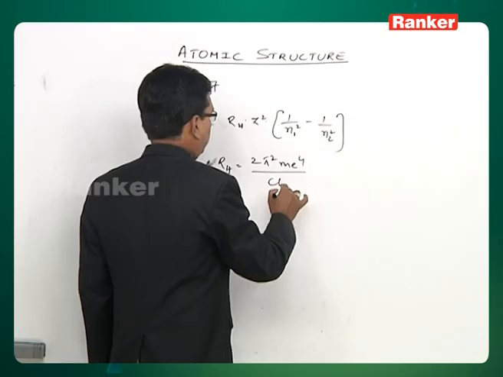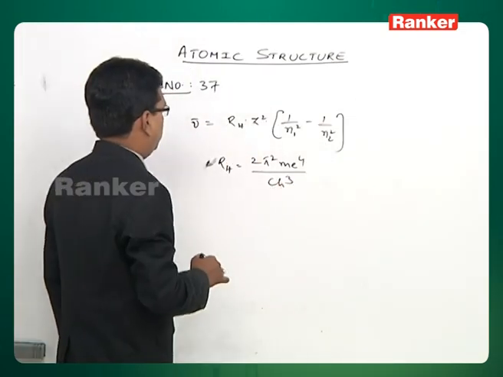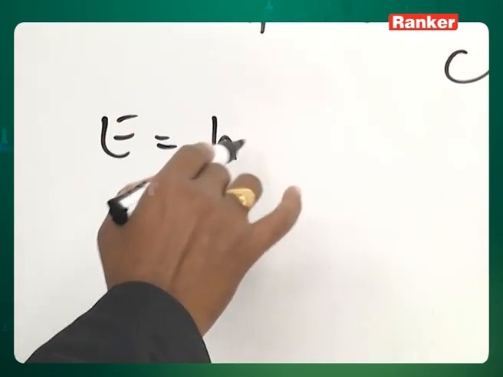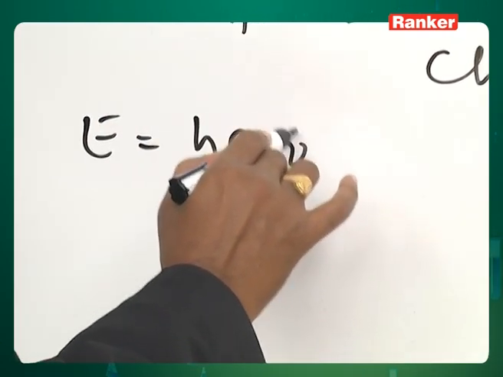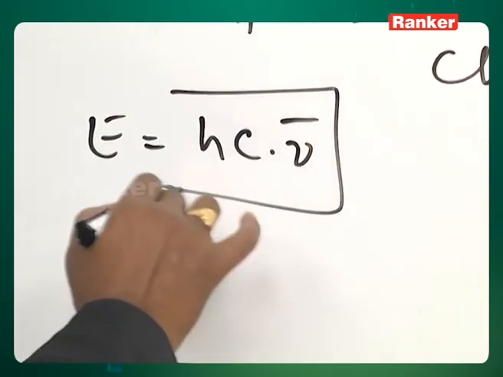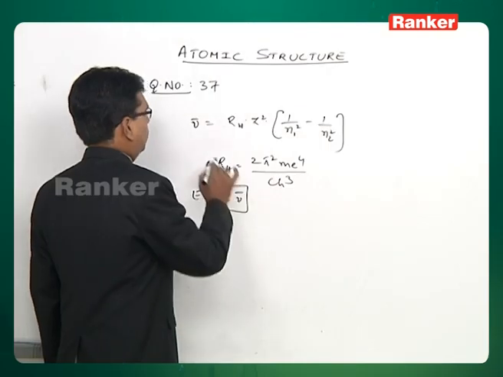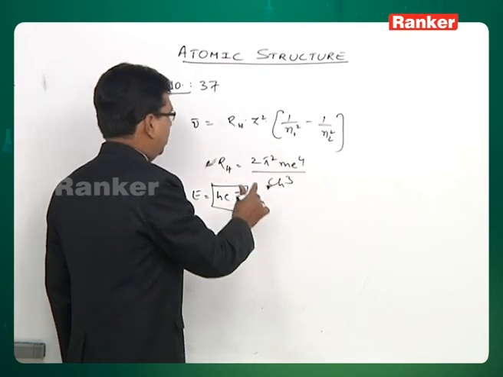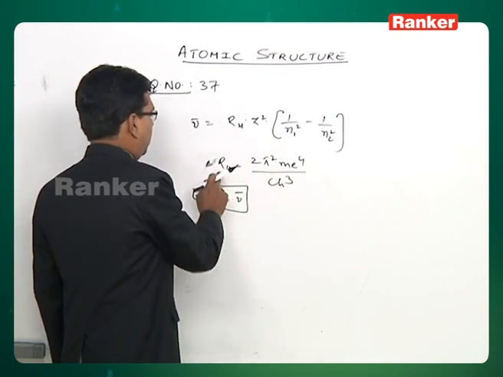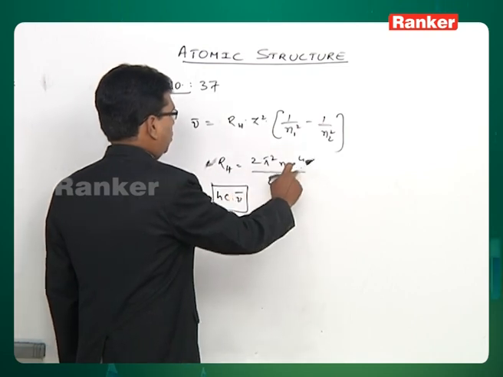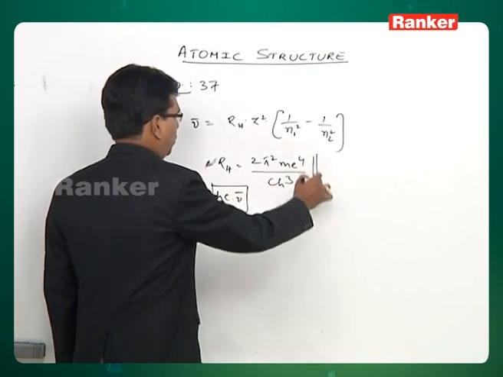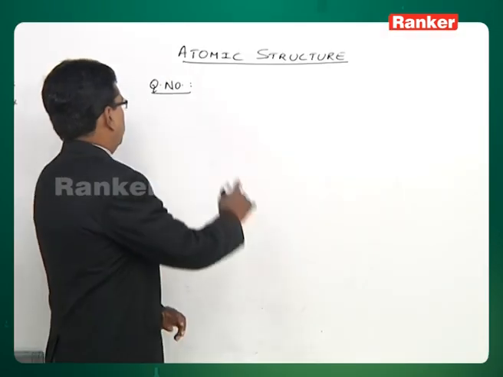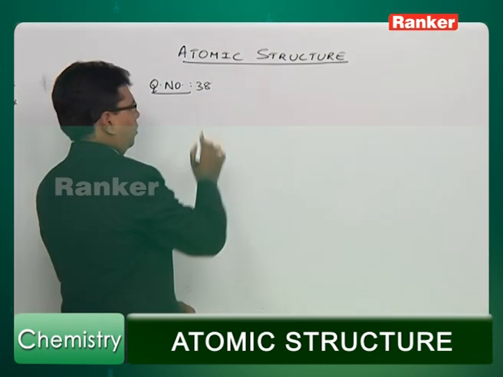2 pi square me power 4 by ch cube, because nu bar is a wave number and E is equal to hc by lambda or hc nu bar. So when you are converting this nu bar into an energy term, it has to be multiplied with hc. So when you do that, you get RH as 2 pi square me power 4 by ch cube. So the correct answer is option 1. Now let's move on to question number 38.